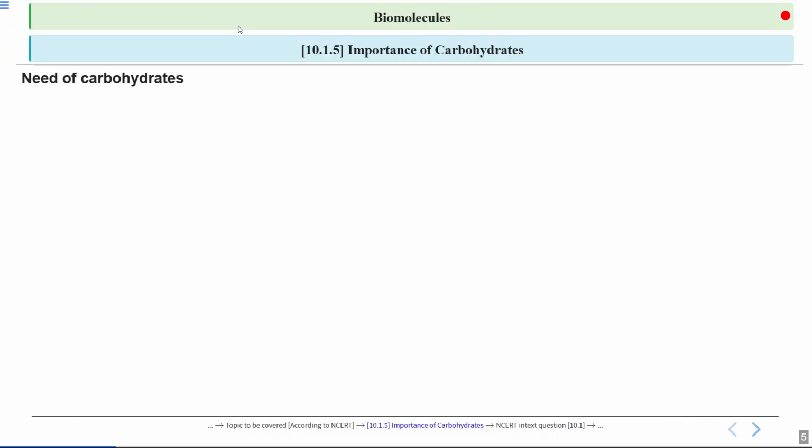Okay, so let's start with importance of carbohydrates. The first question is, what is the need of carbohydrates? Why do we need carbohydrates? So first see that carbohydrates, they are vital for both plants and animal life. This means that without carbohydrates, living organisms would not be able to survive or function properly. So they are vital.